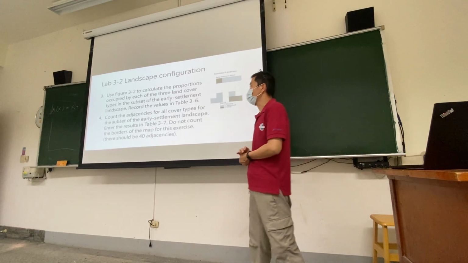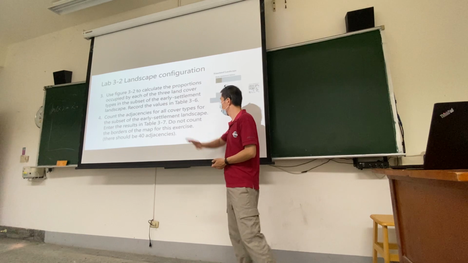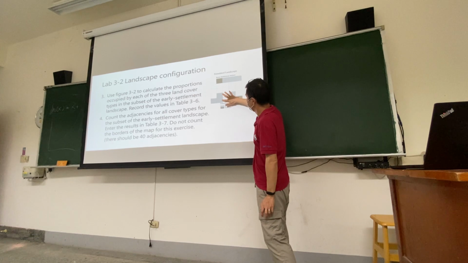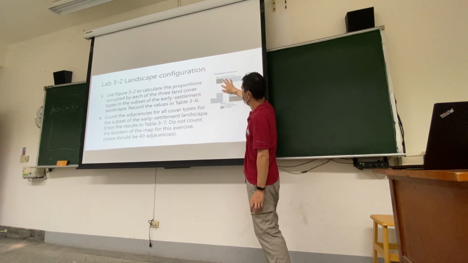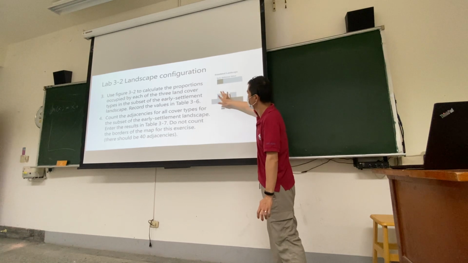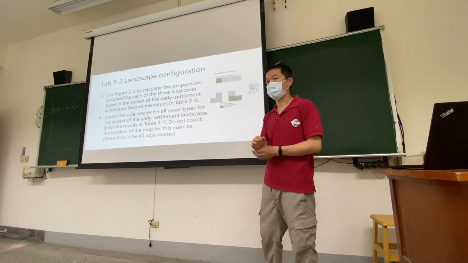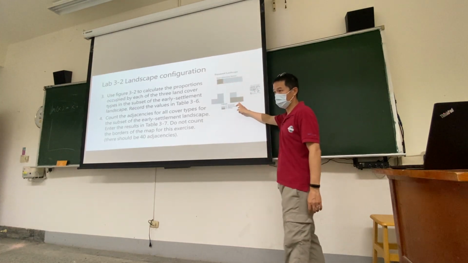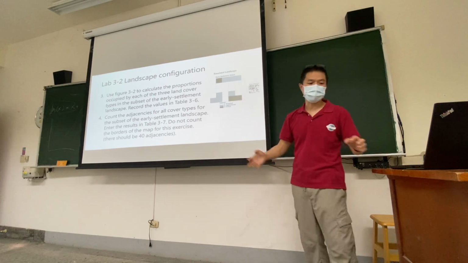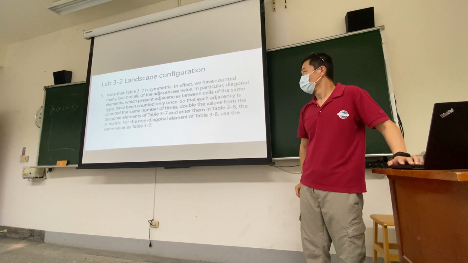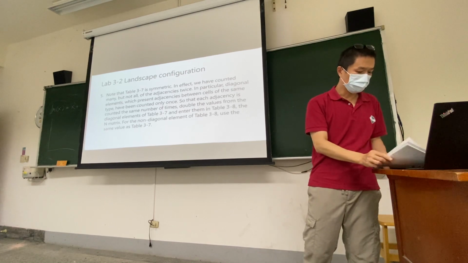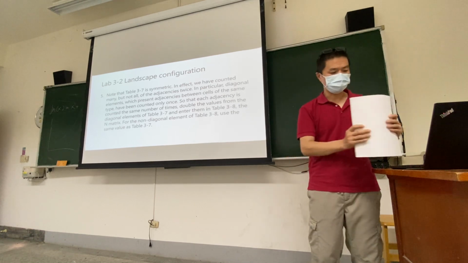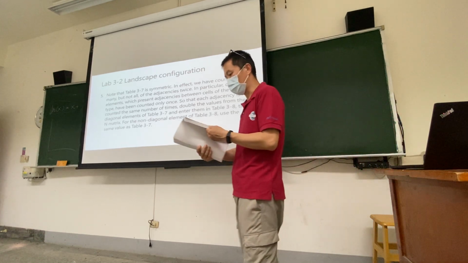And then we will count the adjacency for all cover types for this one. So, for example, you will count how many edges there are: white and white, white and gray, and you want to count all of them to see how they are connected with each other. But we don't count the outer edge, okay? Because there's nothing to compare to. And then we will look at the... let me pass this to you so we can get something to look at while I'm talking.